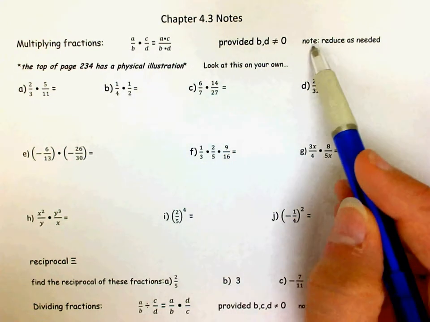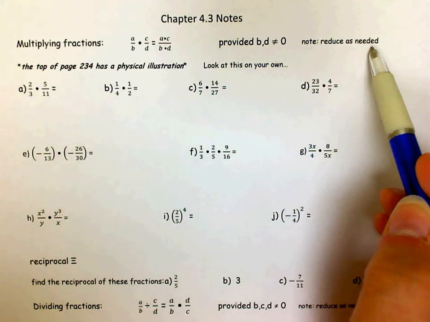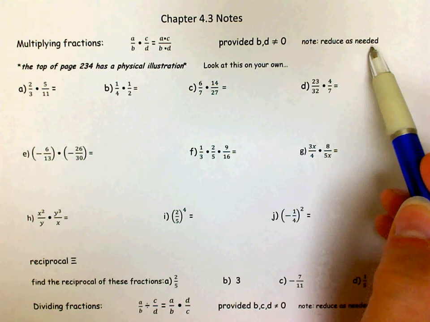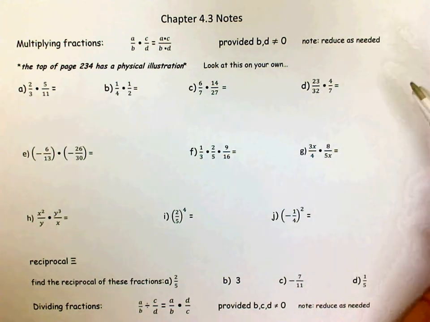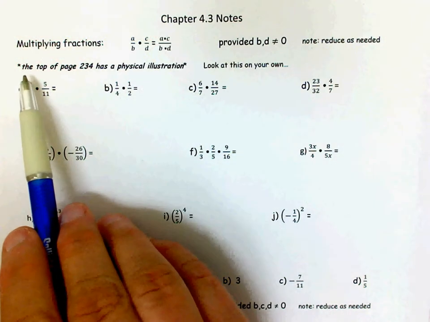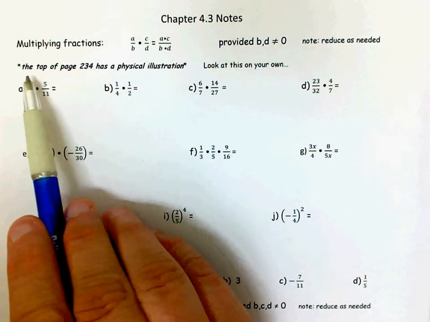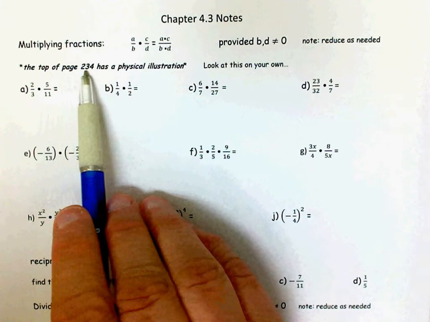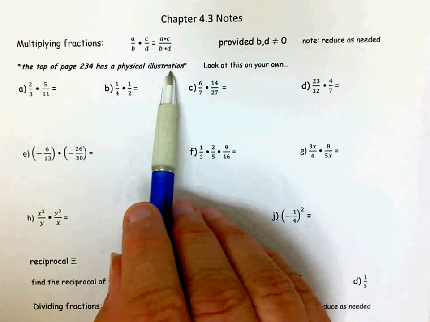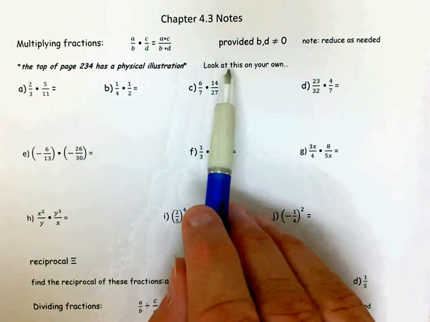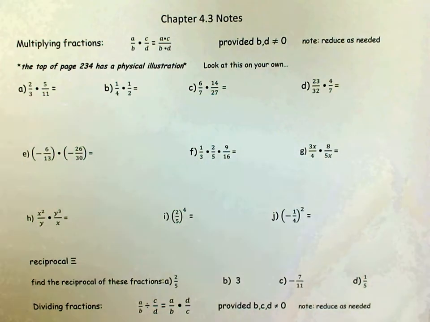And remember, reduce as needed. Okay? The unspoken rule of fractions is that you have to simplify or reduce to lowest terms. Now, the top of page 234 has a physical illustration of fractions. Look at this on your own.